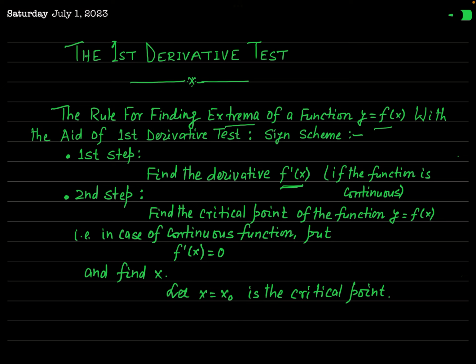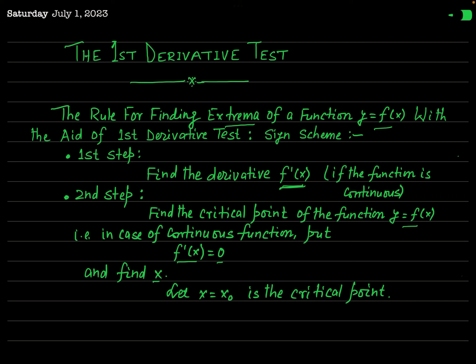So what we will do? In the first step, we will find the derivative of the function, that is f dash of x. Okay. Now in the second step, we find the critical point of the function y equal to f of x. And you have learnt about a critical point of a function in the previous lecture. When the function is continuous and you have to know the critical point of that function, what do you do? Actually, we simply equate the derivative of the function to 0. It means we will write f dash of x equal to 0 and then solve the equation. And after solving the equation, we find the value of x.